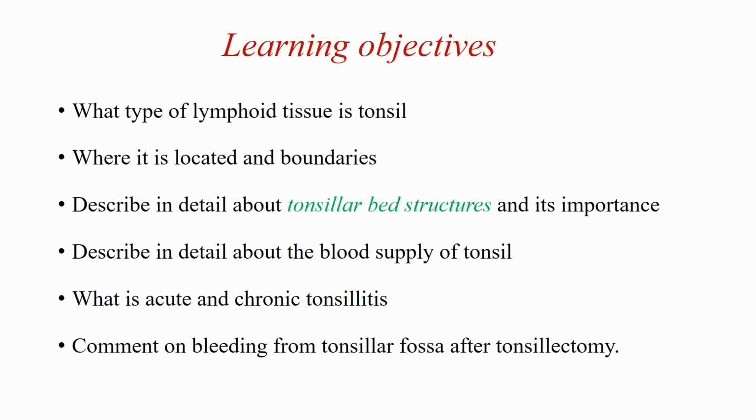These are the learning objectives you have to know at the end of the class. First, you should know what type of lymphoid tissue the tonsil is, where it is located, and its boundaries. The important thing is what the tonsillar bed structures are. Like stomach bed structures, here also there are important tonsillar bed structures. The next important thing is the blood supply of the tonsil, and clinically the tonsil is very important. You have to know about acute and chronic tonsillitis.